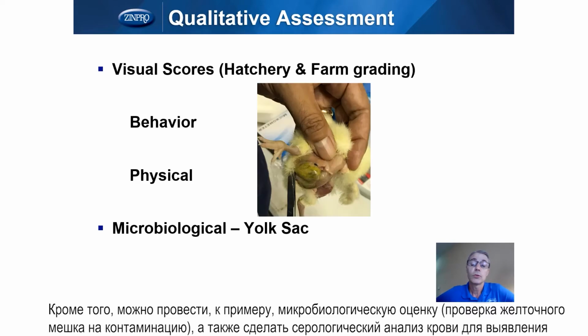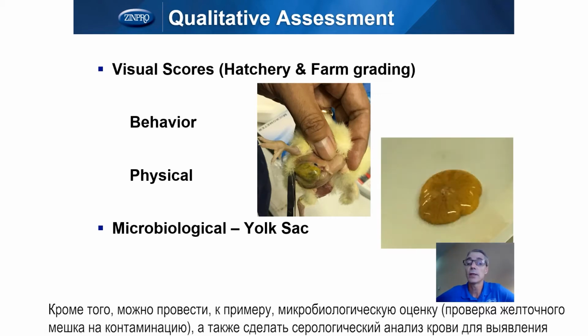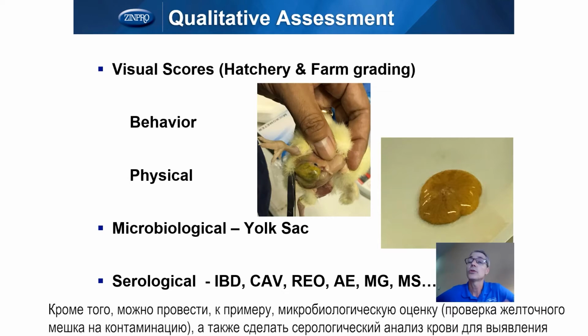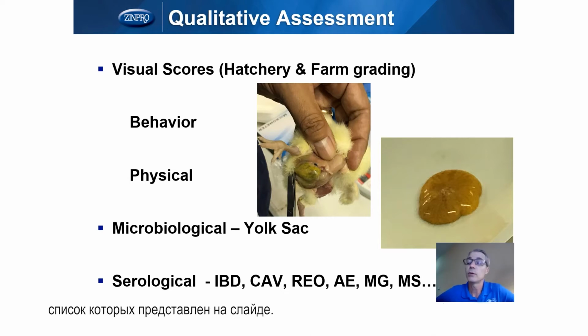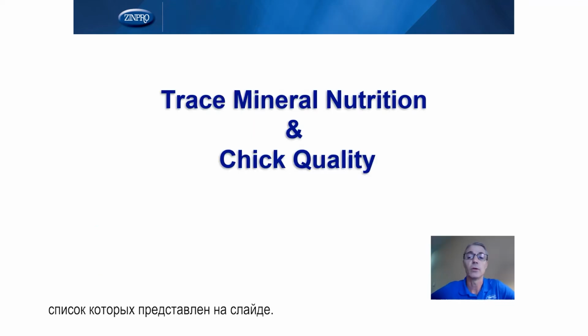And also, there are other ways you can evaluate, for example, the microbiological aspects, like checking the yolk sac for any contamination, and also doing some serological tests, collecting some blood, and then evaluating the titers for some diseases as listed in the slide below.